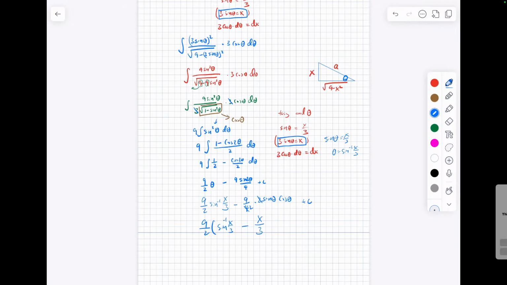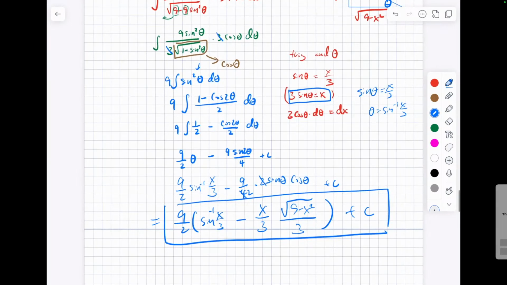Does that make sense? Sine theta is x over 3. What is cosine theta? Square root of 9 minus x squared, over what? 3. And that's it. Because sine 2 theta is 2 sine theta cosine theta, because of the double angle identity.